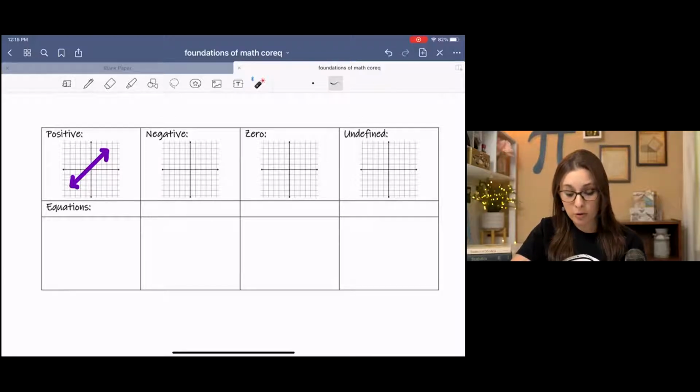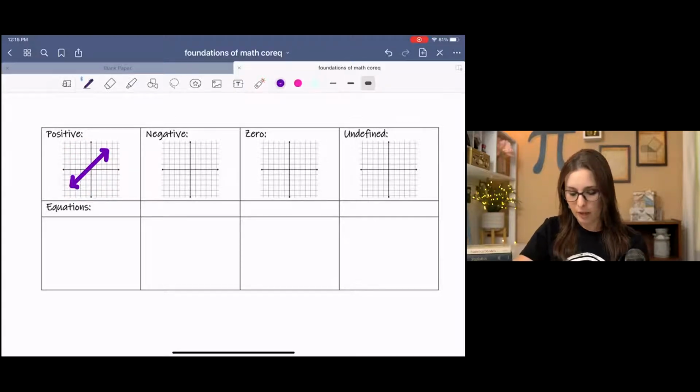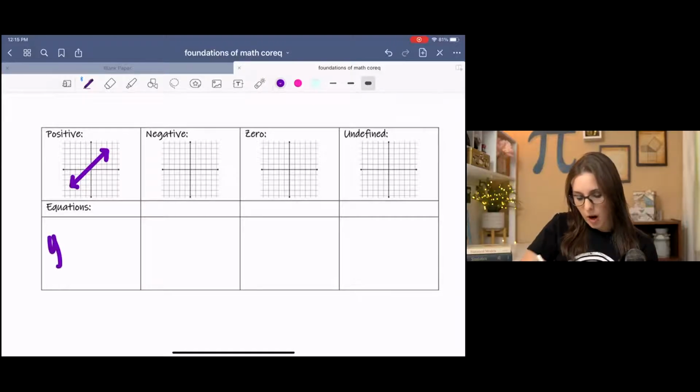So the m value would have to be positive. If you found the slope algebraically and you came up with a negative number, then that's how you know you did something wrong. So the general equation for this would be y, make that smaller, equals mx plus b, where m is a positive slope.